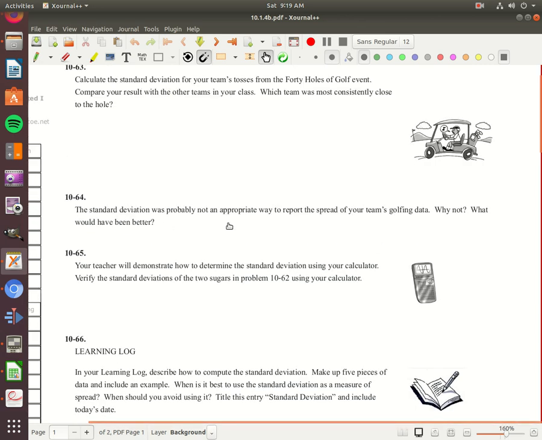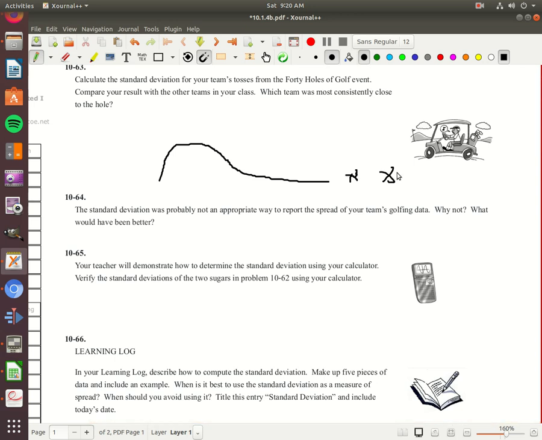All right, so anyway, 1064 says the standard deviation was probably not an appropriate way to find the spread of your team's golf data. Why or why not? Well, if you'll remember the golf data, and we keep talking about this, the golf data looks something like this. So what happened was we had a tail to the right or a skew to the right, and then we had some outliers.